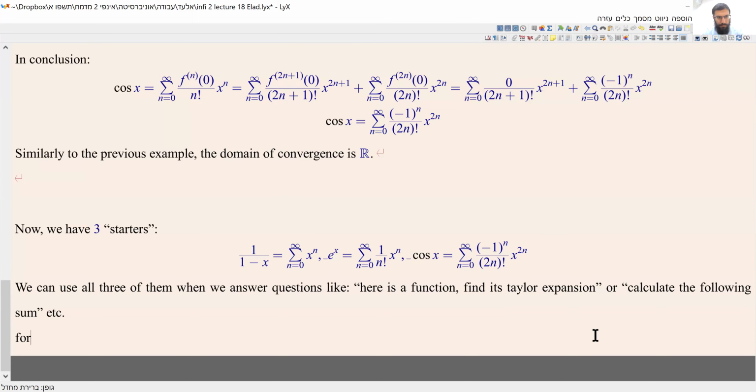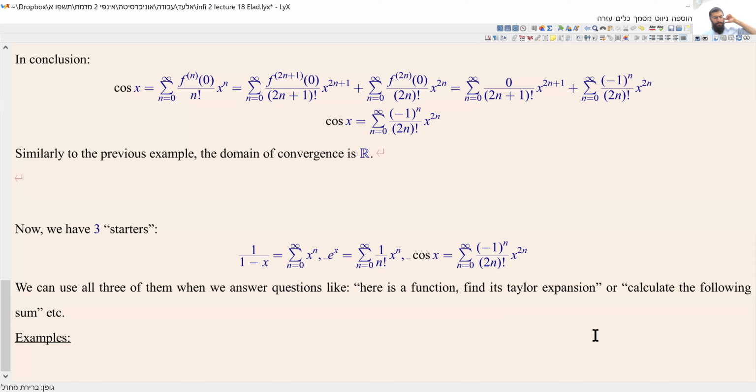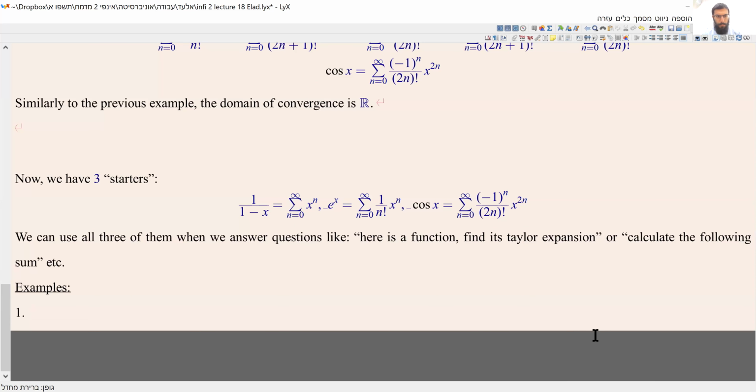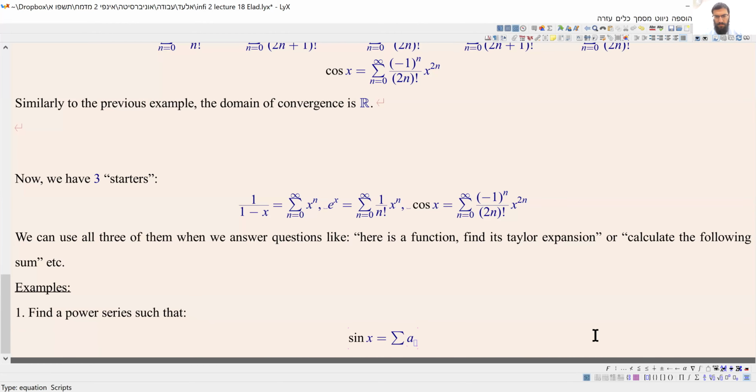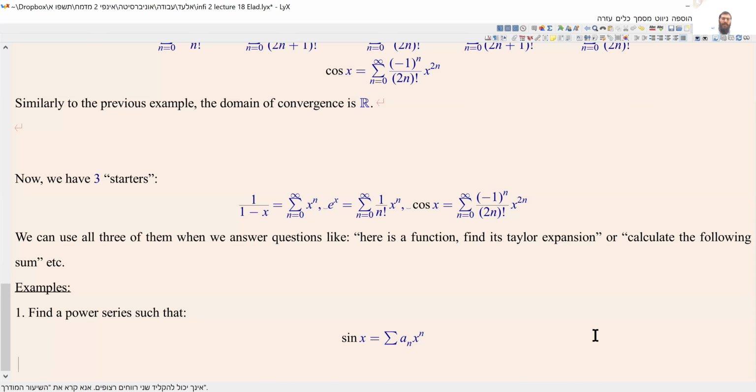For example, and here we'll do it later on. Examples, let's start with a simple one. Find a power series such that sinus x is the sum of a_n x to the power of n.